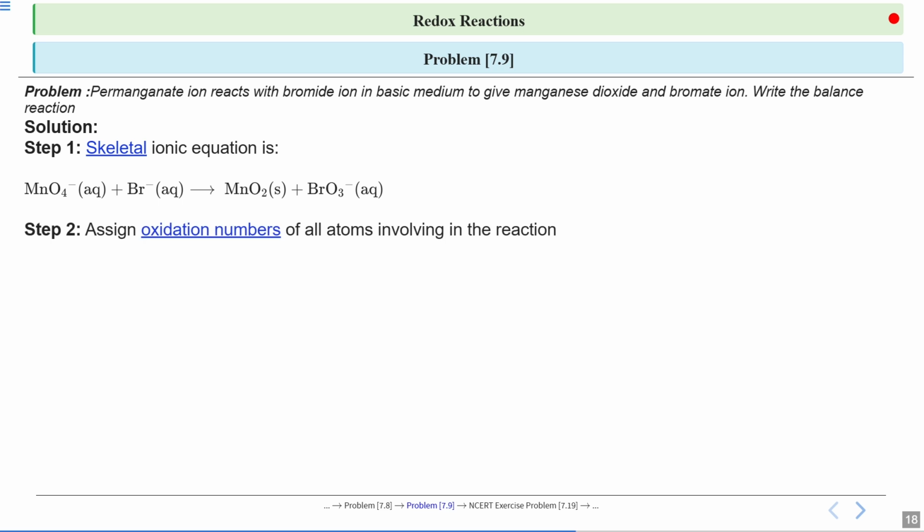In step 2, we will assign the oxidation number to all the atoms that are being involved in the reaction. So the atoms for which we have to write the oxidation number are Mn, Br, and oxygen. In the reactant, manganese is present in the oxidation number +7, while oxygen is present in -2. And the oxidation number for bromine is -1.